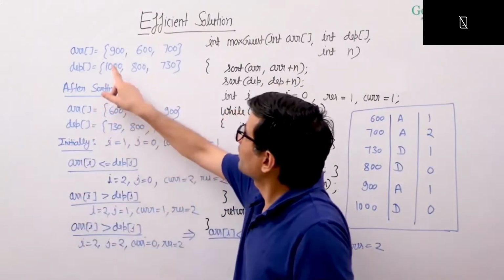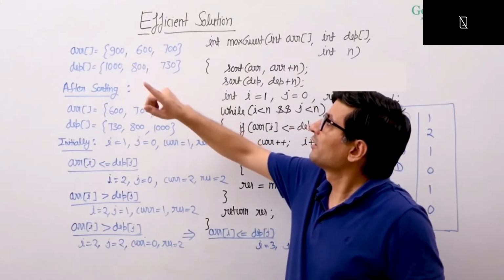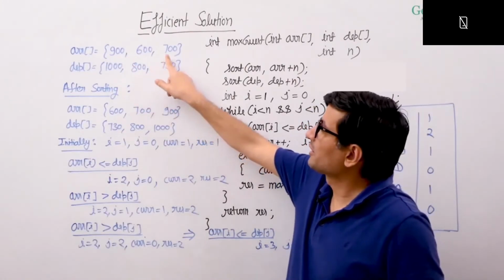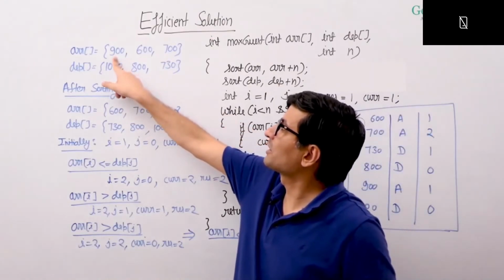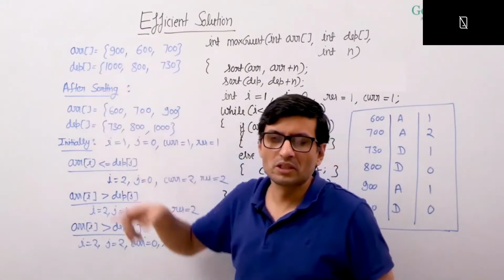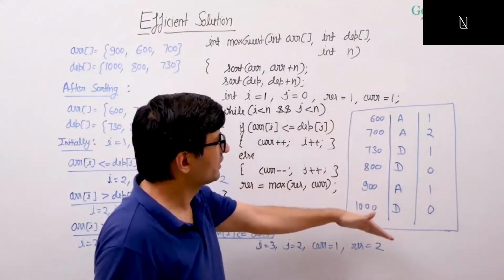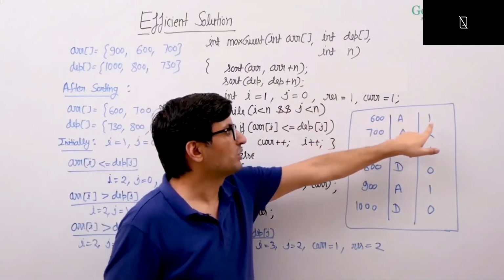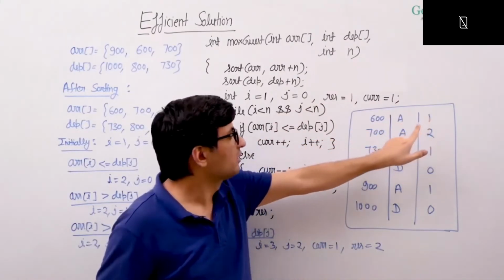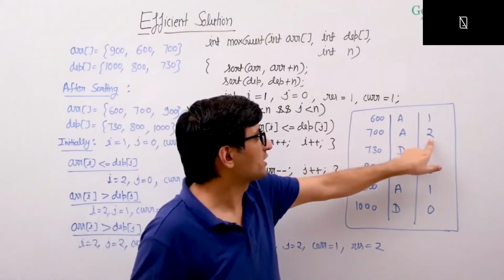Now if you see this example, there are 3 guests. One arrives at 6 o'clock, leaves at 8 o'clock. The second guest arrives at 7 o'clock, leaves at 7:30, and the third guest arrives at 9 o'clock and leaves at 10 o'clock. So if I draw a timeline of all these guests, I'll get this timeline. At 6 o'clock, first guest arrives. We have count of guests as 1. At 7 o'clock, second guest arrives. We have count of guests as 2.